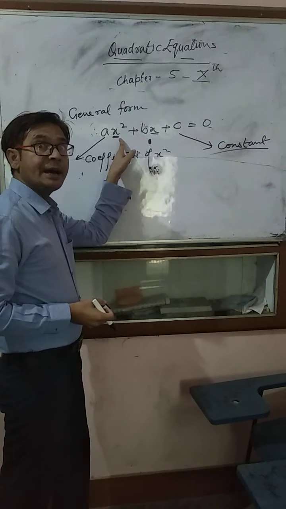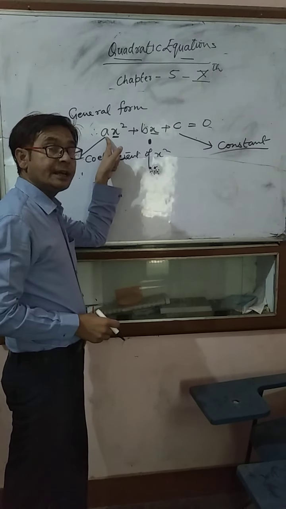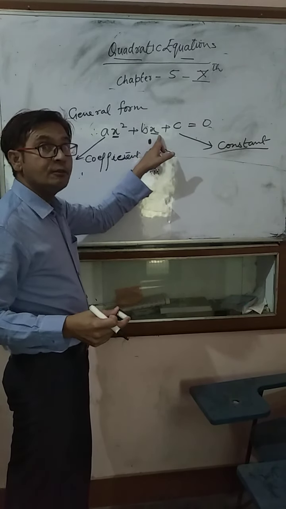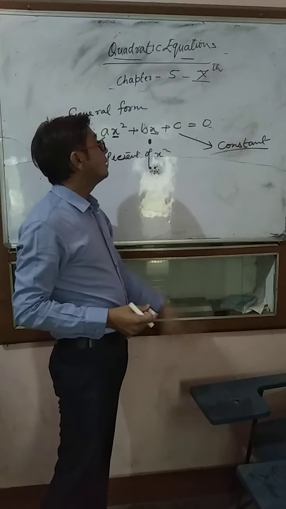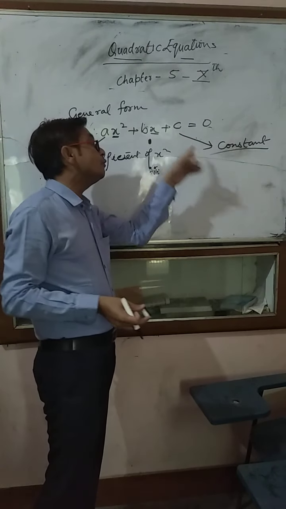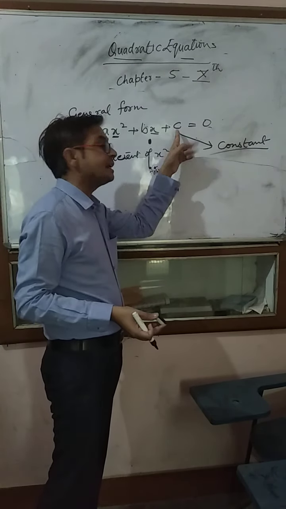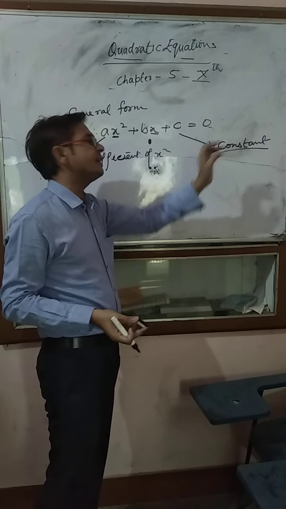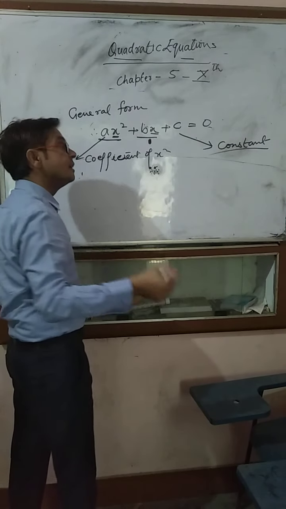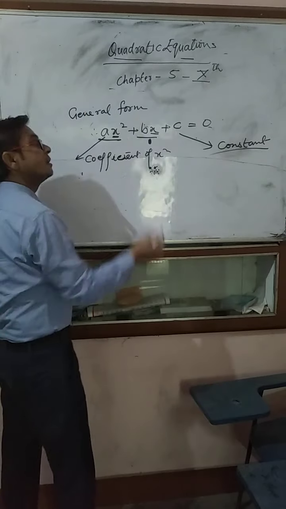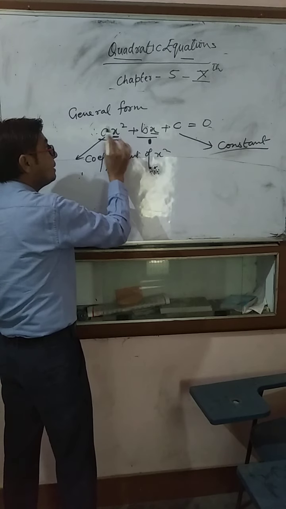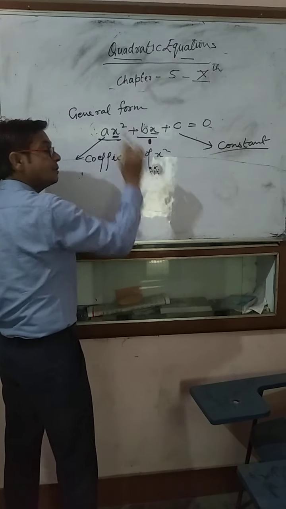The value of x square depends on the value of a, so it is the coefficient of x square. And the value of b depends on x, so it is known as the coefficient of x. And c is independent, meaning it is a fixed value, whatever it is: -1, 1, 2, 3, maybe 5, 6, 7, whatever. So it is a fixed value, and these other values are not fixed. They depend on x square and x. So these are the coefficients of x square and x respectively: coefficient of x square is a, coefficient of x is b.